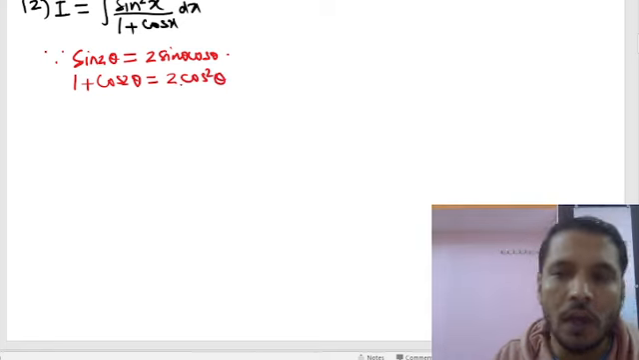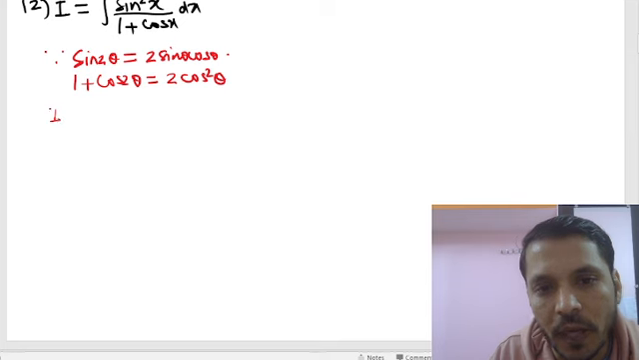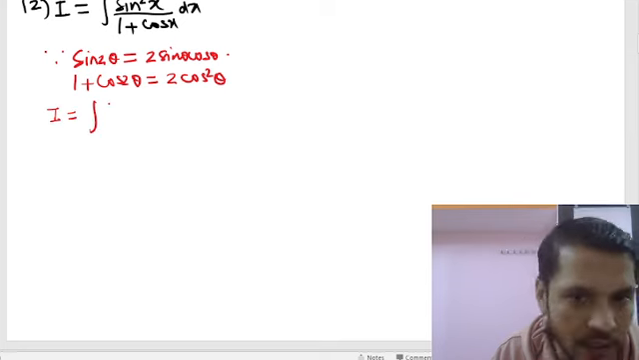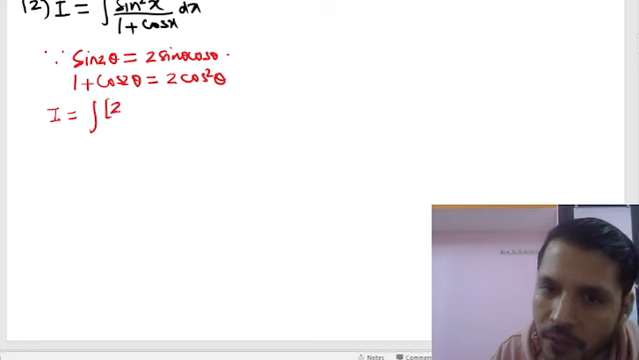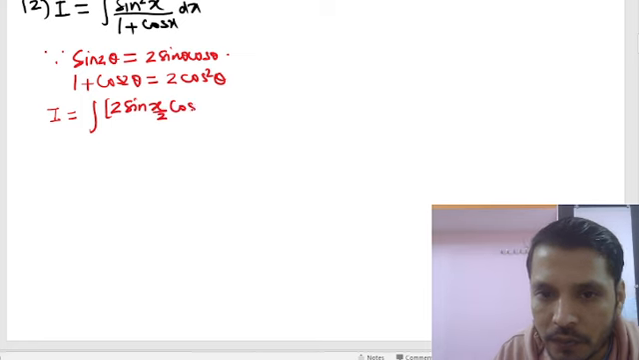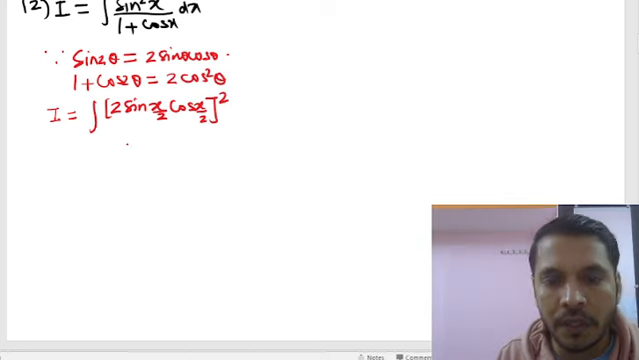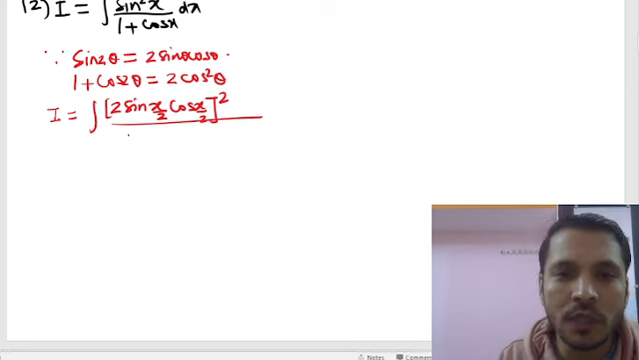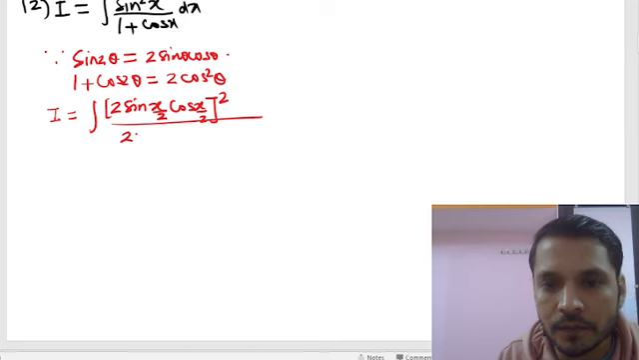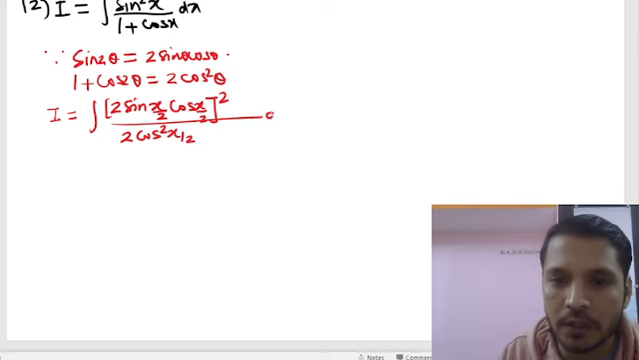So here, according to this formula, I is equal to the integral. Here we will apply the formula: it will become 2 sin x/2, the angle becomes half, and then cos x/2, bracket close, whole square as it is. Now this is divided by 1 plus cos x. What is the formula for 1 plus cos x? 1 plus cos x will become 2 cos square x/2, and here dx will be as it is.